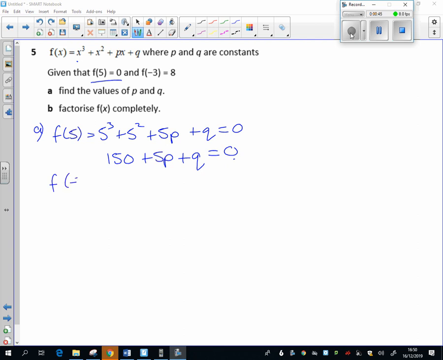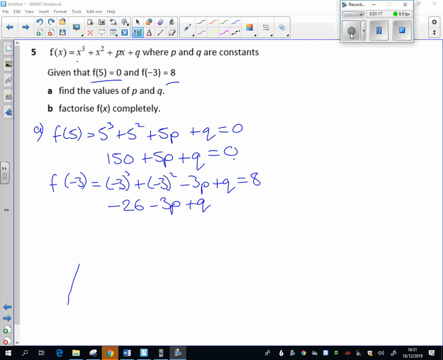So it's also telling me that when I substitute minus 3 in, so minus 3 all cubed plus minus 3 squared plus minus 3 times p plus q, and that equals 8. So that's not factor theorem because it equals 8 rather than 0, but I can still use it in the same way. So if I rearrange that and make it equal to 0, so minus 27 plus 9 minus 8 ends up with minus 26 minus 3p plus q.